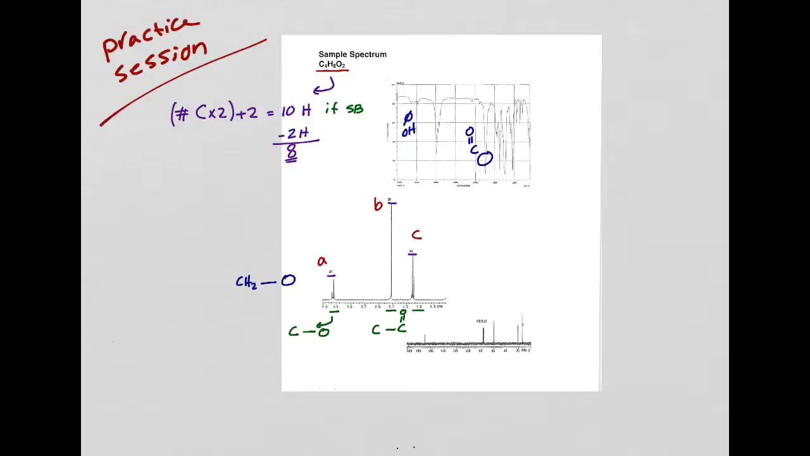Stay with me. This is the first time we're doing a big problem, putting every piece together. Now, what is this splitting? It's a quartet. If you are a quartet, probably your neighbor had how many hydrogens? N+1 rule. If you're a quartet, your neighbor had 3 hydrogens. 3 plus 1 is 4. So maybe this one is attached to a CH3. Okay?